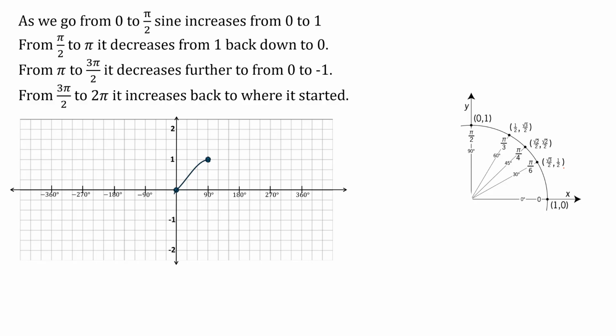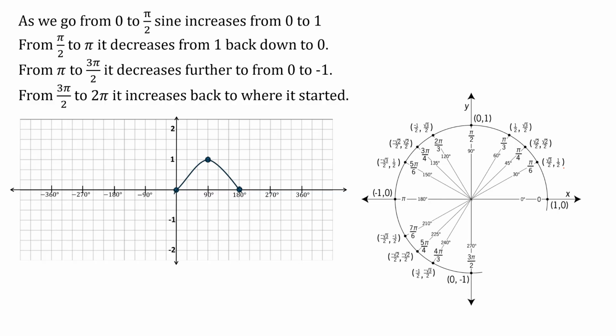From pi over 2 to pi, the second quadrant, it decreases from 1 back down to 0. As we go from pi to 3 pi over 2, the third quadrant, the function decreases even further down to -1. And then as we go from 3 pi over 2 to 2 pi, it increases back to where it started. And that's one full cycle.